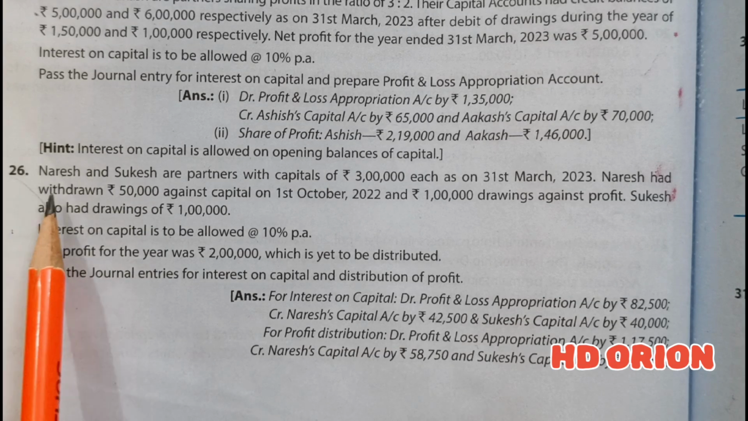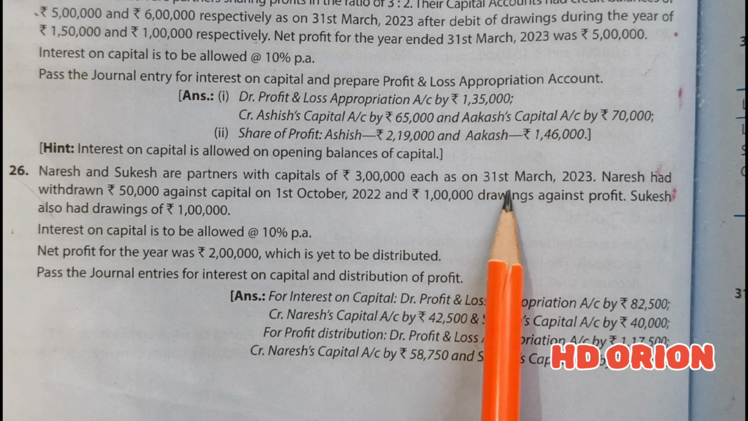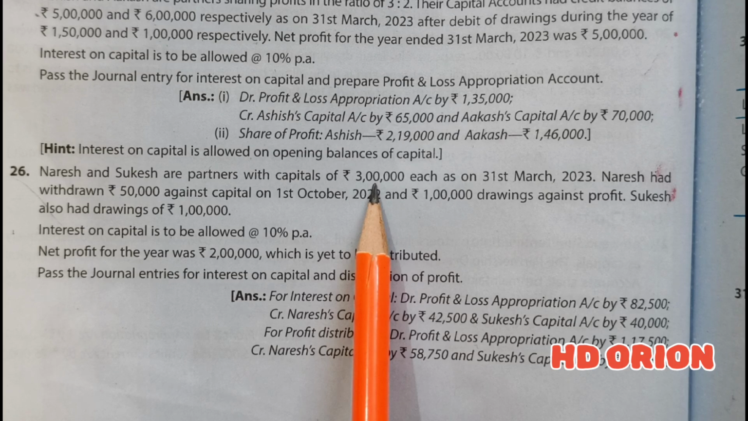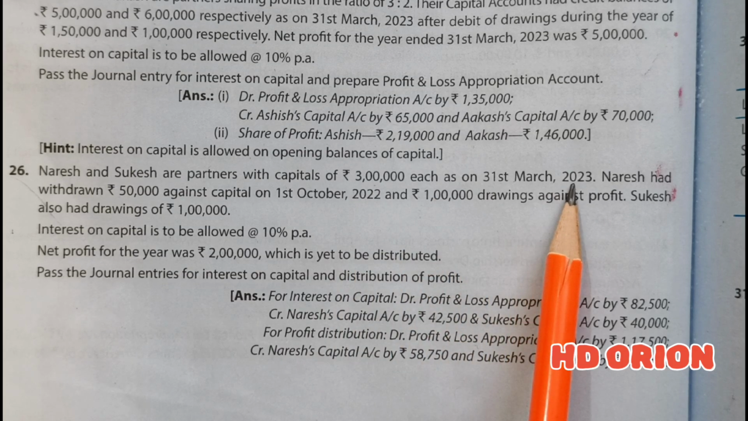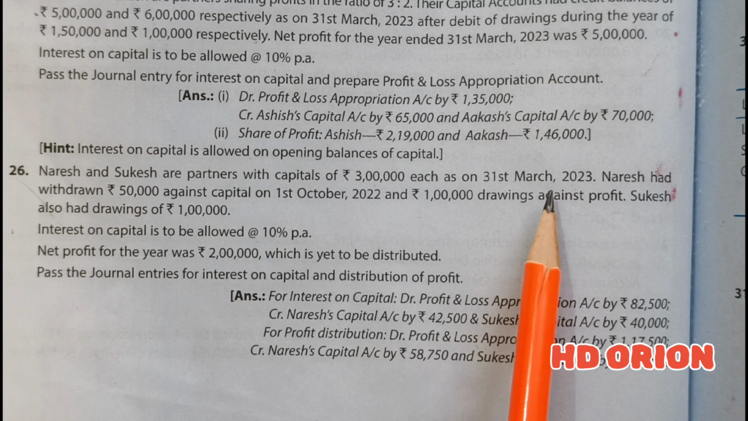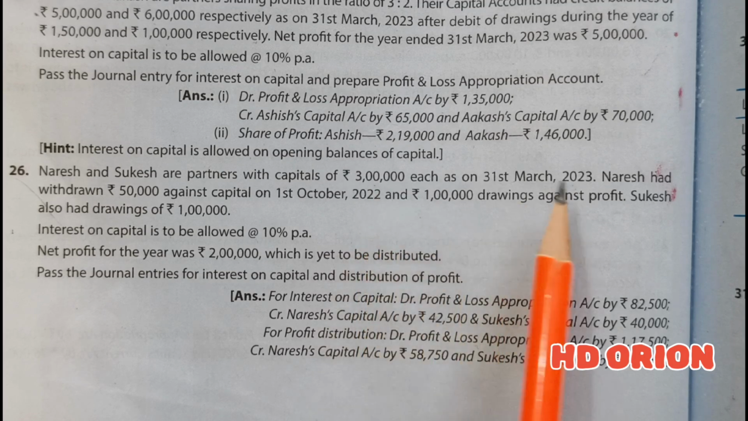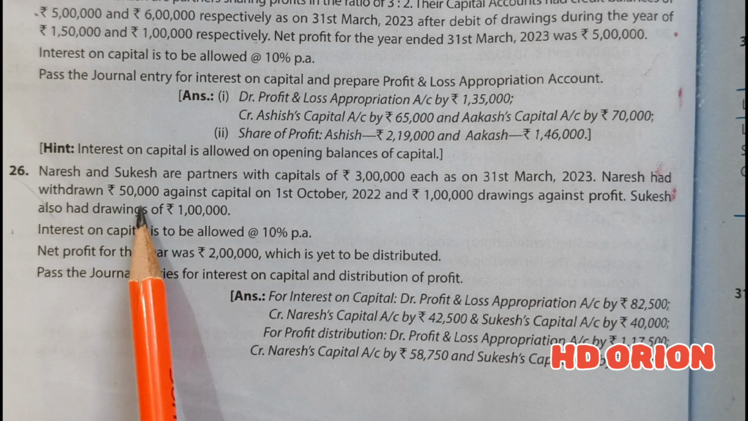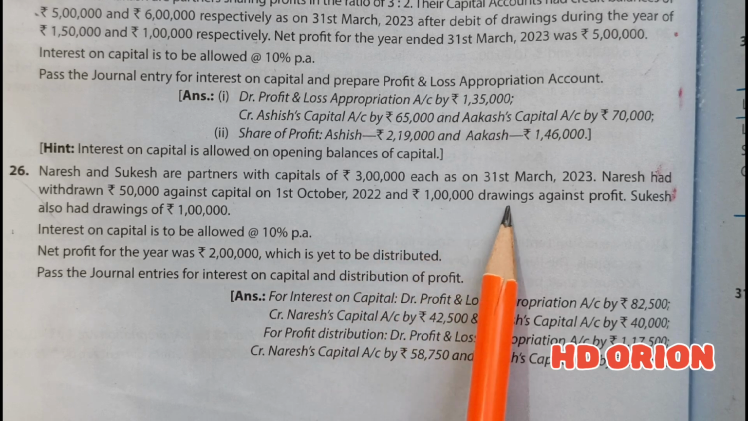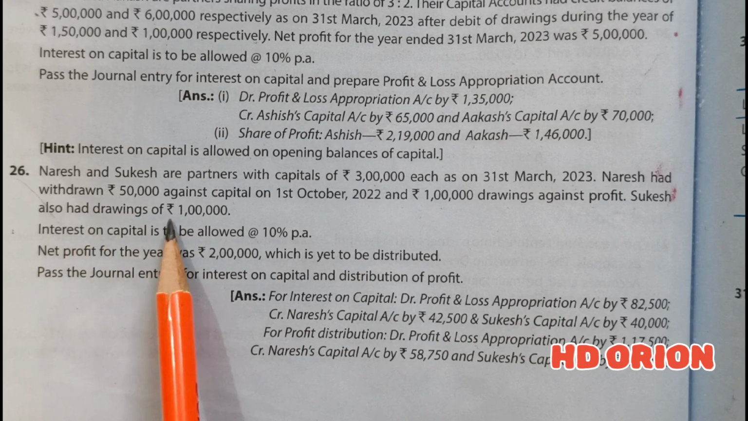Now question number 26. Naresh and Sukesh are partners with capitals of rupees 3 lakh each as on 31st March 2023. Here also the closing capital balances are given. You see the date 31st March 2023, whereas we are preparing the accounts for the accounting year 2022-23. So this is the last date. So here it is the closing capital balance. Naresh had withdrawn rupees 50,000 against capital on 1st October 2022 and rupees 1 lakh drawings against profit. Sukesh also had drawings of rupees 1 lakh.